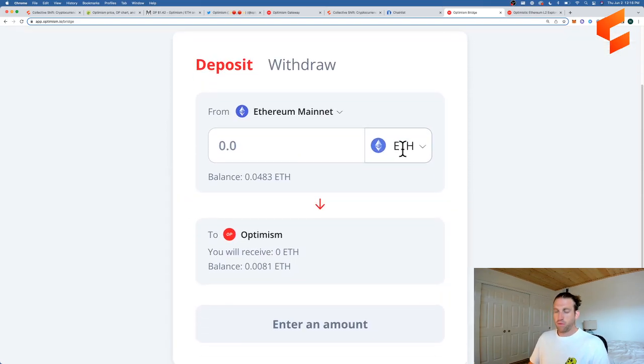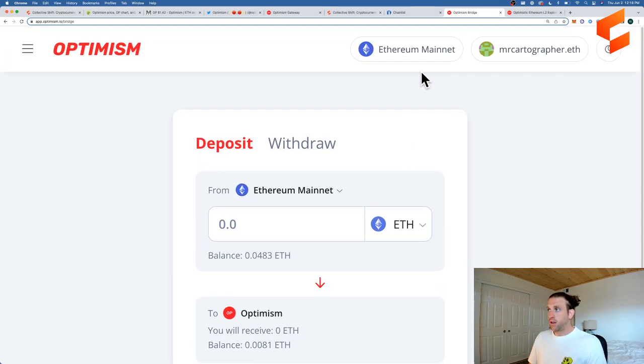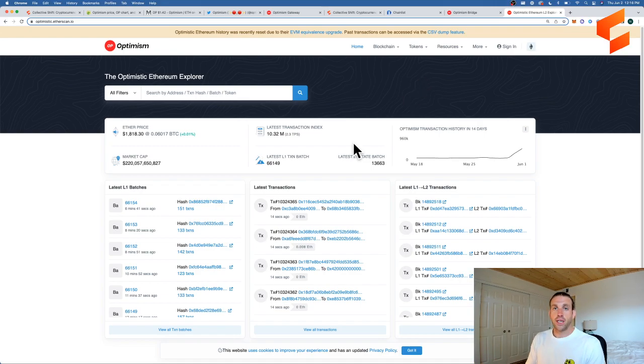And then we would follow the steps here and it would bridge over, and then we would have funds on the Optimism blockchain. And like I mentioned, the Optimism blockchain does have an Etherscan, a blockchain explorer that you can then use to track your activity and track dApps, applications, and tokens that live on the Optimism blockchain.